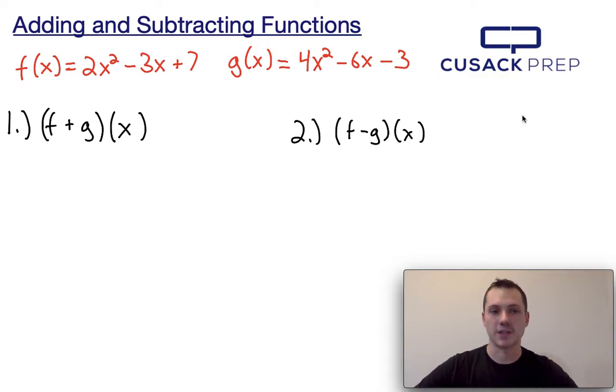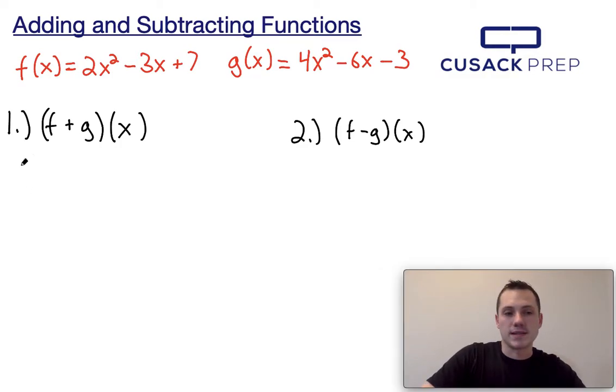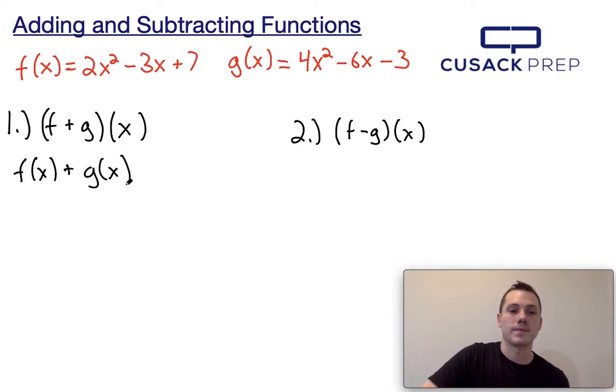and subtract functions. So what I have for you here is two functions written at the top. I'm defining f of x, and that's going to be equal to 2x squared minus 3x plus 7, and g of x is going to equal 4x squared minus 6x minus 3. So if we're presented with this to try to find f plus g of x, well, all this really means is it's the same thing as f of x plus g of x. So that's equivalent to that.